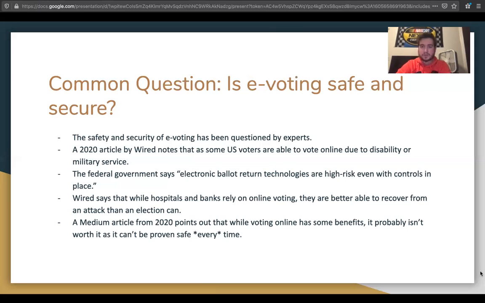Of course, when we start talking about hacking and everything that can go wrong with an election, it can be quite the threat to any nation's democracy and the system they have in place. So election interference isn't quite the same as a hospital's system getting hacked, and we talked a little bit about hospitals earlier. And a Medium article from 2020 points out that while online voting has some benefits, it probably isn't worth it, as it just can't be proven safe every time. And you want to make sure that what you've got is a good product, time in, time out. Just can't quite guarantee that with online voting.